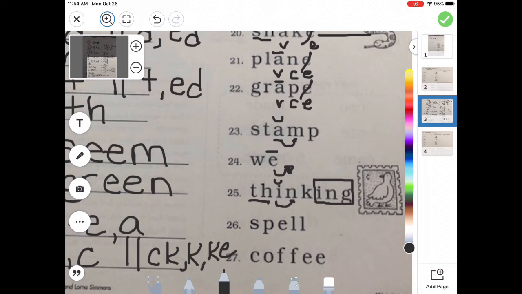And then on 26, I've got an E in front of an L, so it's going to be short. I've got my SP that's going to blend together and say sp. So I have sp, L, spell. Very good.